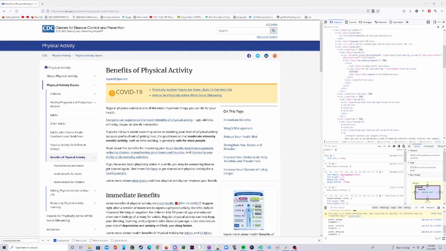H1 tags or headings are basically the headings of a website, and H1 tags tell the search engine bots and the web users what a page is all about, right? A website's H1 is the most important heading and should accurately summarize the contents of that page, which this does, which is CTC. It says the benefits of physical activity, right?